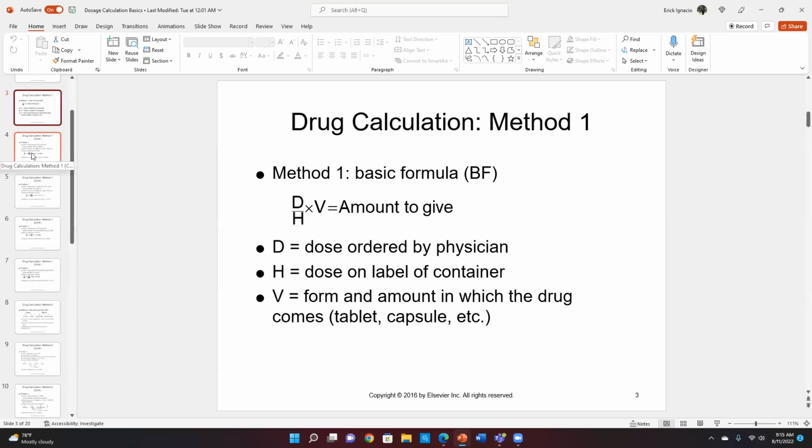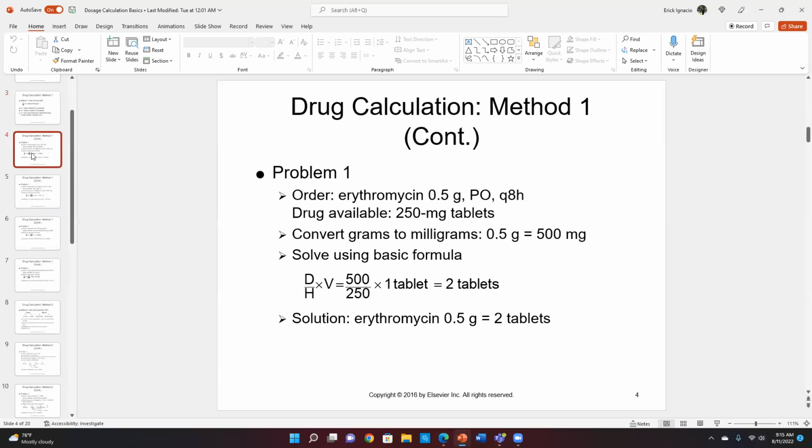All right, so let's continue on. So here's our first problem. What is ordered is erythromycin 0.5 grams PO, which means by mouth, Q8H, that means every 8 hours. I'm just reviewing these terms because some of you may not know what these terms mean. Okay, so the drug available, that means this is how it comes.